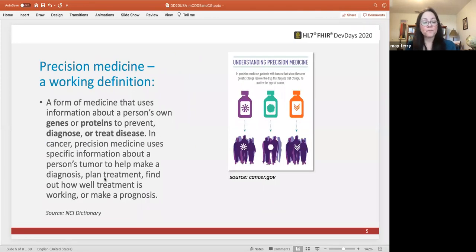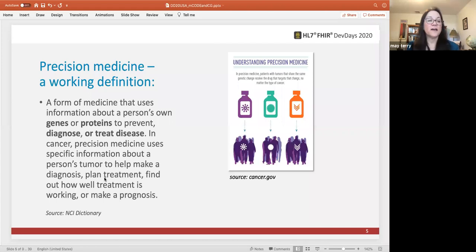So again, this presentation, as it's in the title, is mCODE clinical genomics, a foundation for precision medicine. So it helps to have this working definition of at least what I mean about precision medicine in the context of this presentation. There are various different definitions, which might include lifestyle and social determinants of health. In this particular case, we're really honing in more on this form of medicine that uses the patient's own information of their own genes or proteins to diagnose or treat disease.